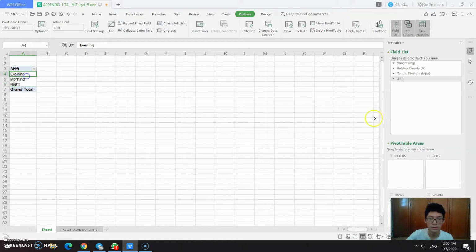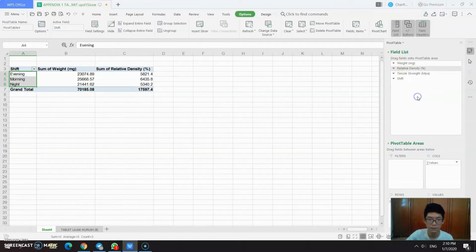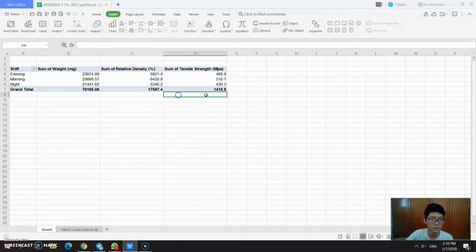And also we click weight and then add to values. So it will sum it up and become sum of the weight. This one is for the evening, this one is for the morning, and this one is for the night. This one is for the grand total. So we do the same thing for relative density, add to values, tensile strength, add to values. So this is how we make the pivot tables.